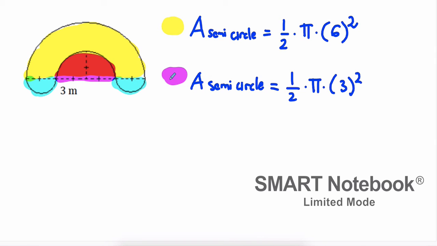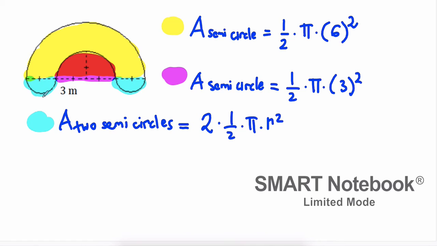For the purple semicircle at the bottom here, we have a half times pi times radius, which is 3 squared. Later on, we need to take away this part out of the yellow one. But I'm just going to write down everything now first before we figure out the final result.